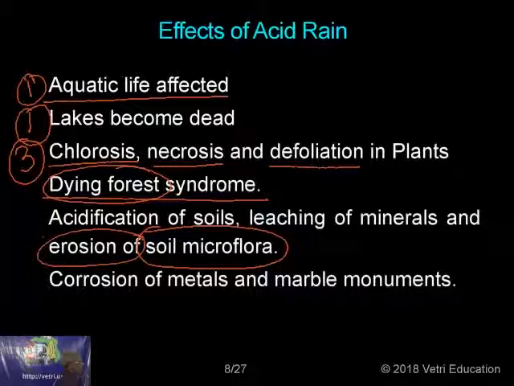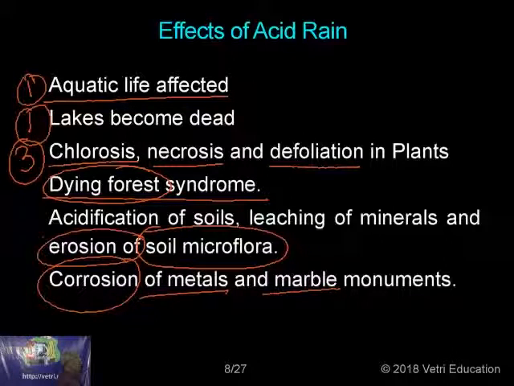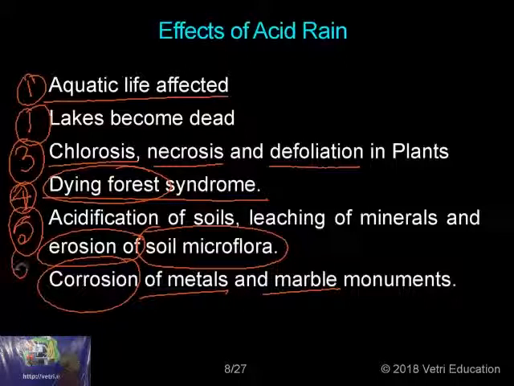Then corrosion. The metals are getting corroded. The marbles are getting corroded. So erosion, corrosion, all these things are taking place because of the acid rain. Okay. Note down in the form of points so that it becomes easy for you to remember, my dear children.